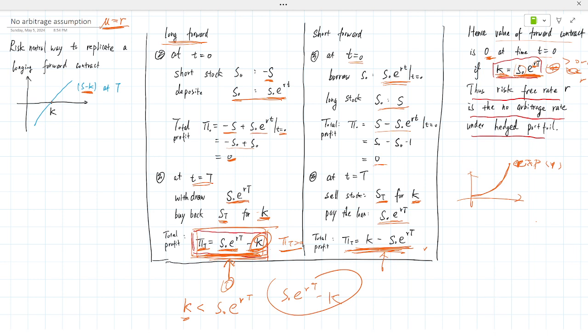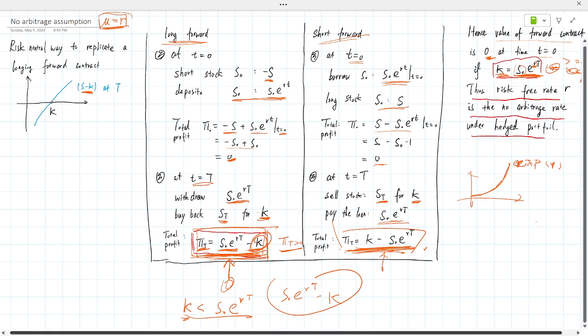On the other hand, if it is less than that, we can create a lot of short contracts through this method, and then earn an infinite amount of money with infinite leverage. Thus, the no-arbitrage return is always r when using the hedged portfolio.